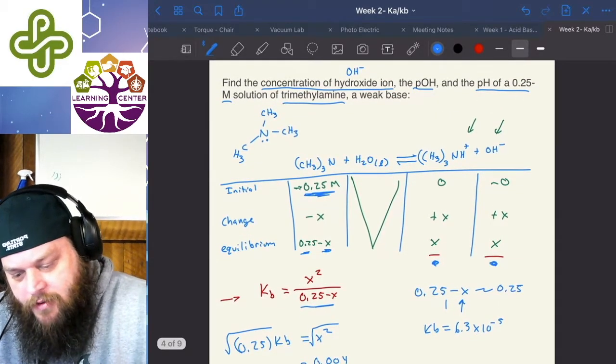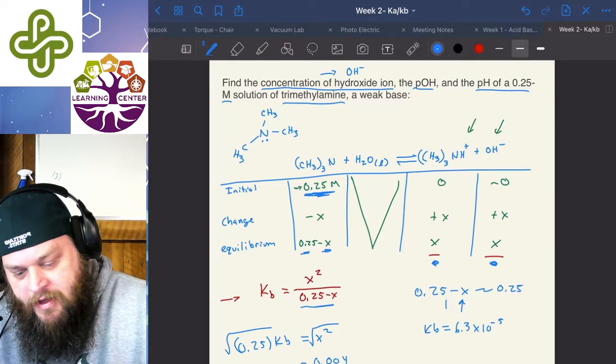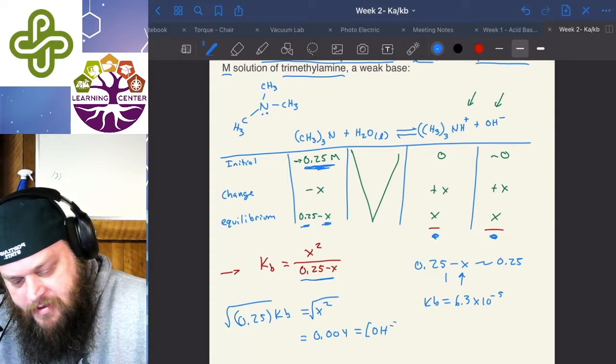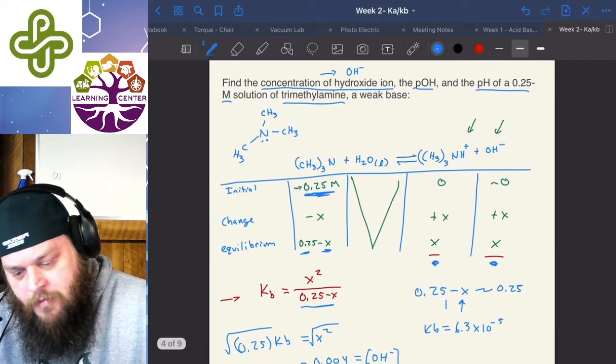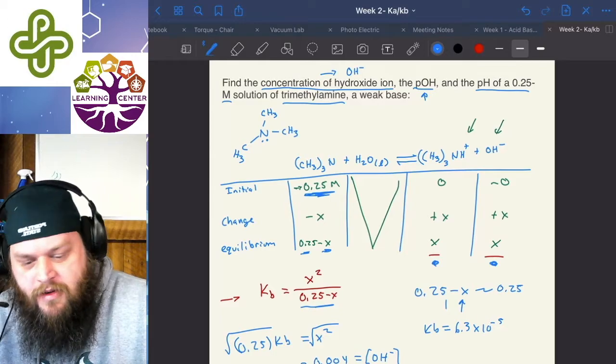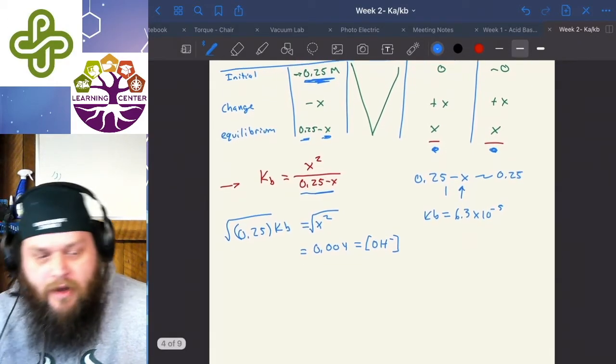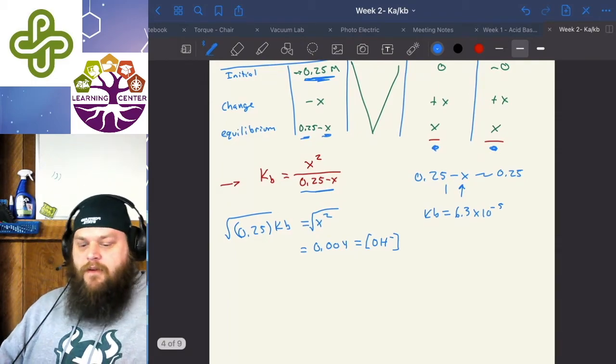And we want to solve for the concentration of OH, which we found now. This is equal to the concentration of OH minus. We also need to find the pOH and the pH. So how can we find the pOH of this guy?